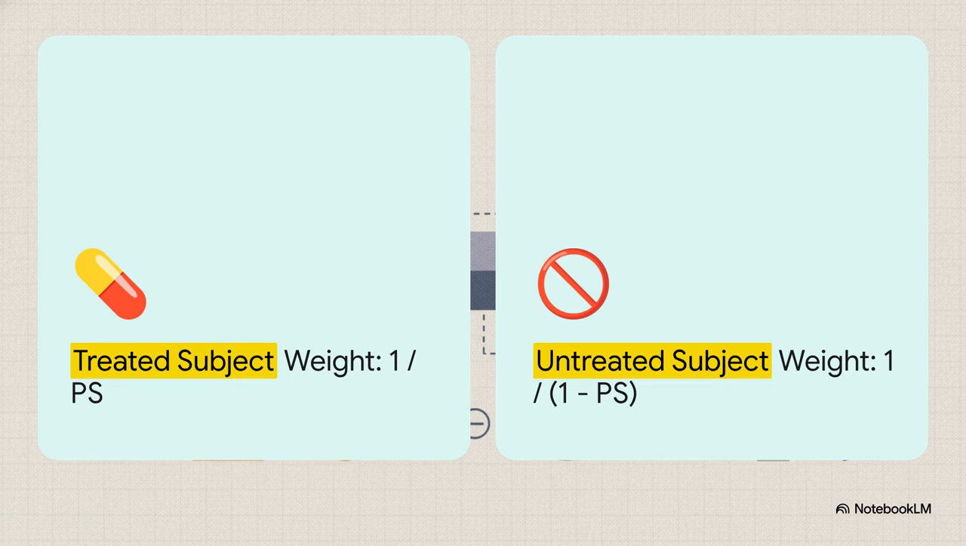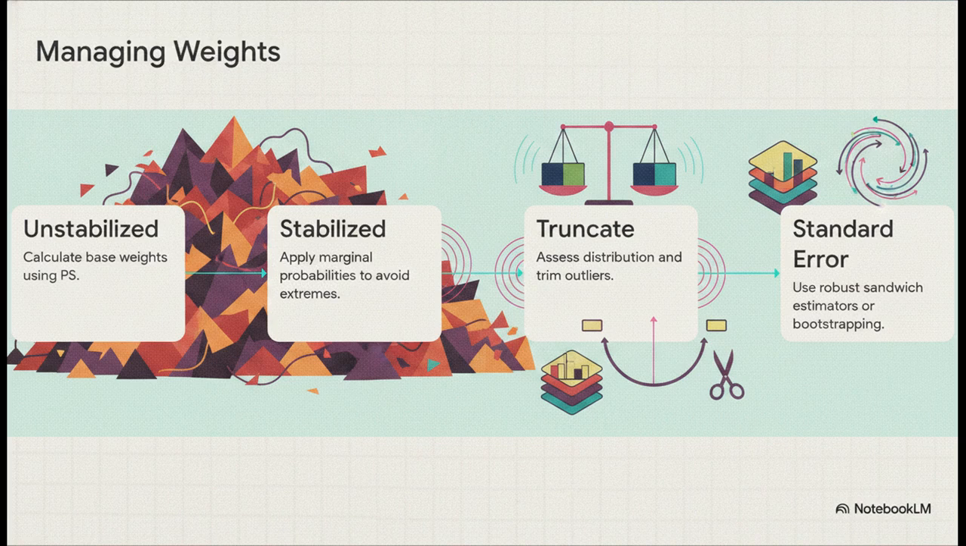What this brilliant mathematical trick does is synthesize a balanced pseudo-population. In this weighted pseudo-population, the baseline covariates are perfectly balanced between the treatment groups, effectively simulating a randomized trial while utilizing every single piece of data you collected. However, using those standard formulas straight out of the box produces what we call unstabilized weights, and this can be incredibly dangerous. Imagine a patient who receives a treatment completely contrary to all their baseline clinical characteristics. Their propensity score for that treatment might be tiny, say 0.01. Their unstabilized weight would be 100. That one anomalous patient would heavily distort your entire analysis.